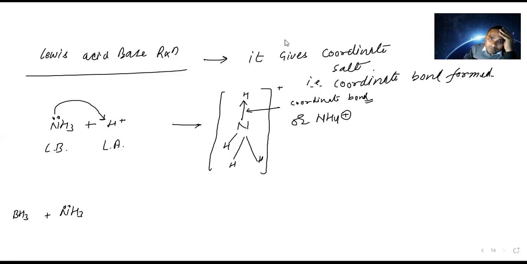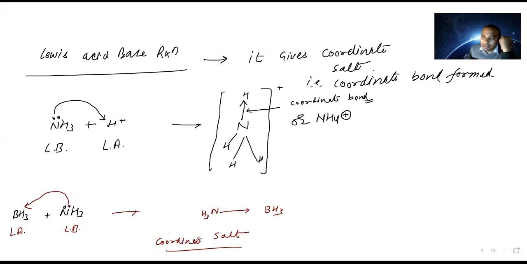Yeah, got it. Okay. Here you see NH3. NH3 is the Lewis base, and this is electron deficient, so it is going to be a Lewis acid. So what will happen here? NH3 is going to donate the lone pair of electrons to it. So it is going to form the compound NH3 coordinate bond BH3. Okay, this is going to be a salt, and this is the coordinate bond.